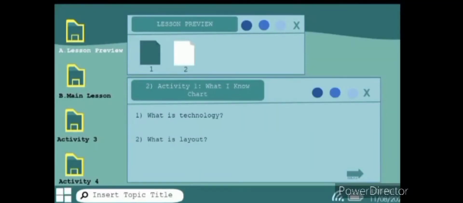Activity 1, What I Know chart. Question number 1. What is technology? It is an application of scientific knowledge to improve the products or services and communication. Question number 2. What is layout? It is a configuration of departments, work centers, and equipment with particular emphasis on movement of work through the system.